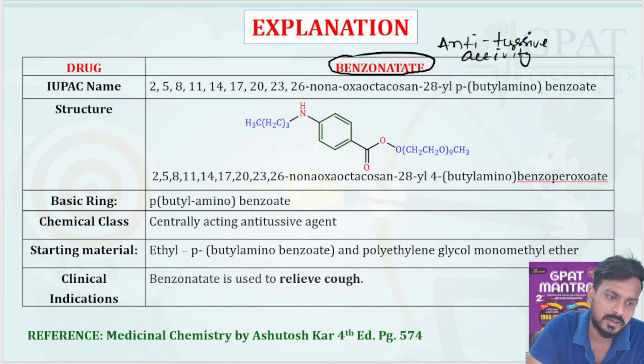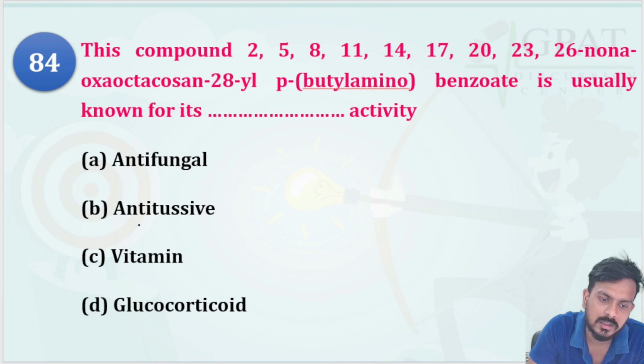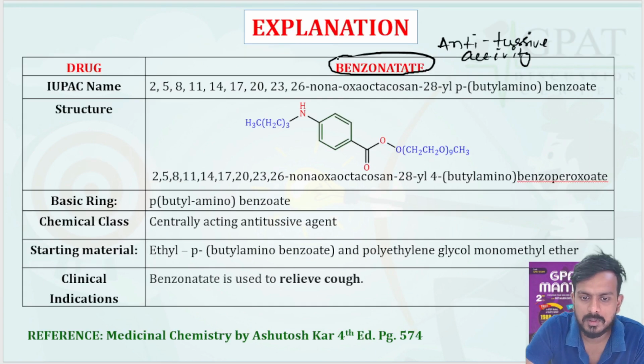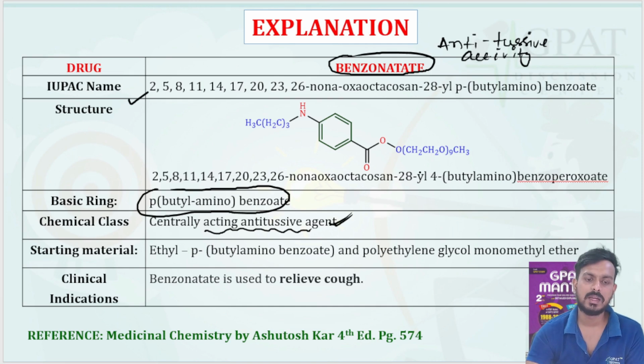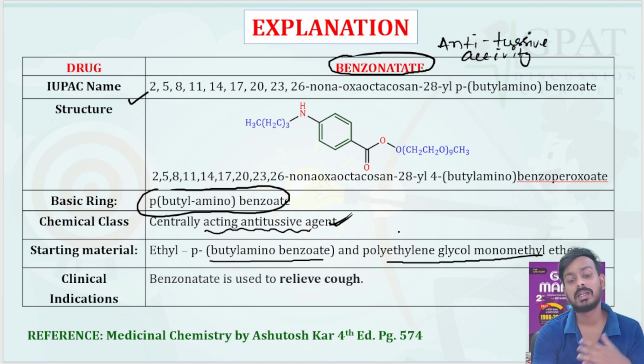So the correct answer here will be antitussive effect. The drug name, so this is a benzoate, so its IUPAC name, the structure having para-butyl aminobenzoate. It is basically a centrally acting antitussive. Its starting material for synthesis is ethyl para-butyl aminobenzoate along with polyethylene glycol monoethylene. Okay, so this is a central antitussive agent.